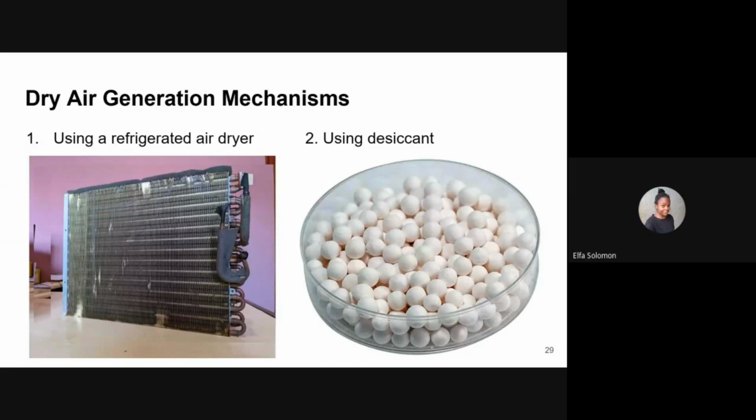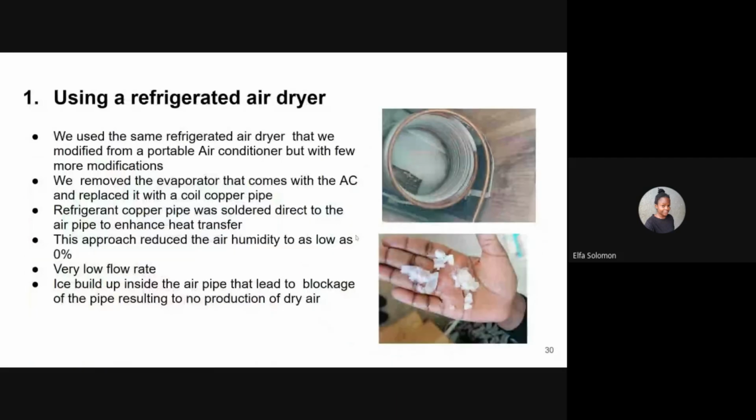Okay, thank you, Chimwemwe. As we have already learned that dry air is very essential to zeolite regeneration, let us now discuss how dry air for zeolite regeneration is generated. Dry air can be generated either through the use of a refrigerated air dryer or using desiccant. I will talk more about the approach used in dry air generation which is using a refrigerated air dryer, whilst my colleague Maui will discuss more on dry air generation using desiccant.